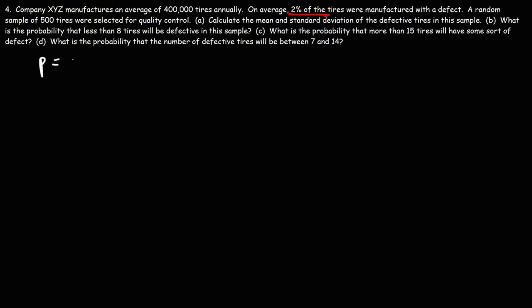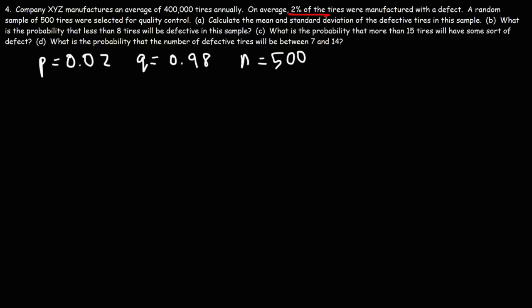So the probability of getting a tire with a defect is 0.02. The probability of not getting a tire with a defect, that's going to be Q, that's 1 minus 0.02, which is 0.98. Now, we're choosing a sample size of 500 tires, so N is 500. So we're choosing a small sample out of the 400,000 tires that are manufactured annually.